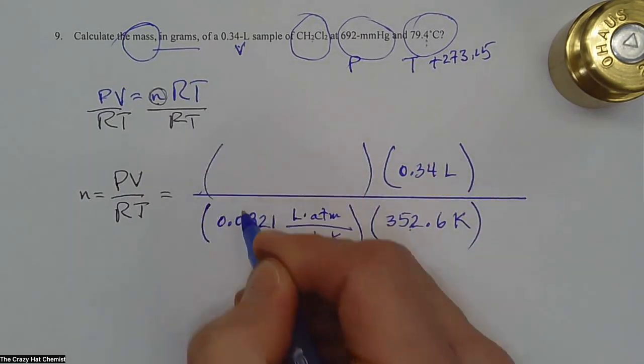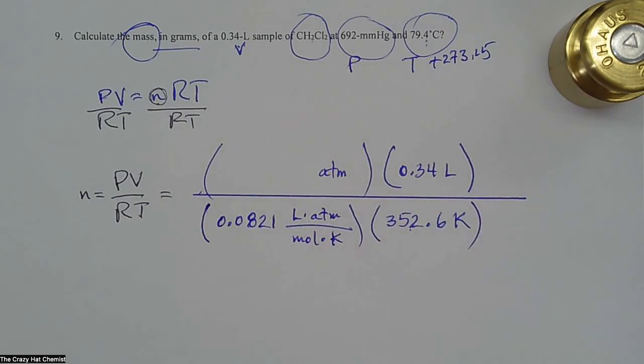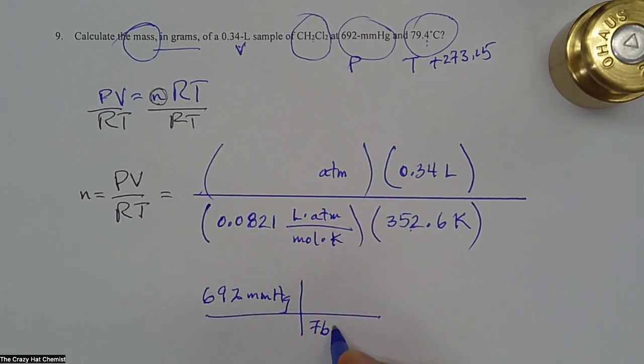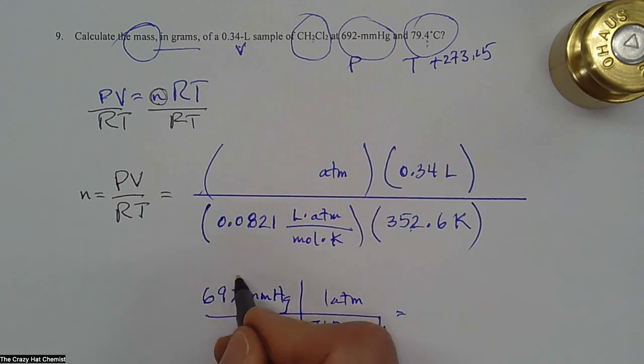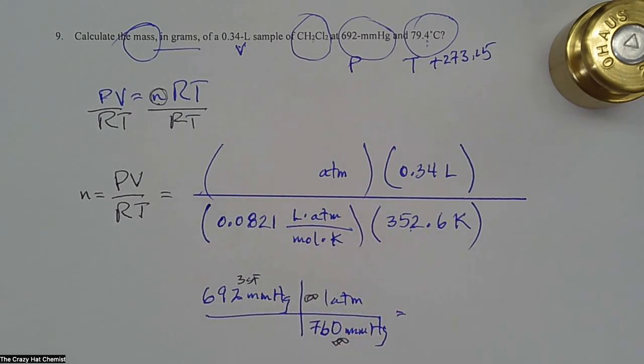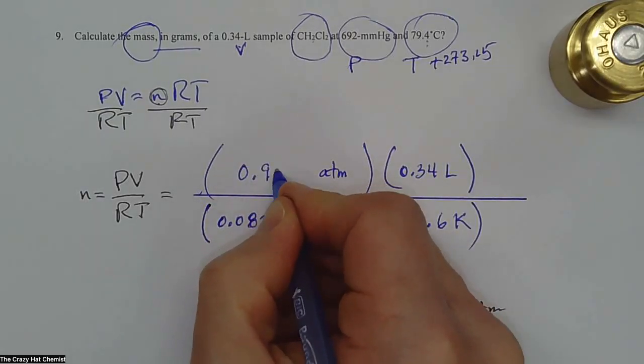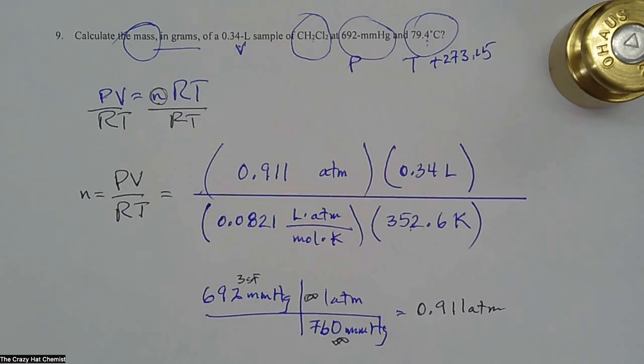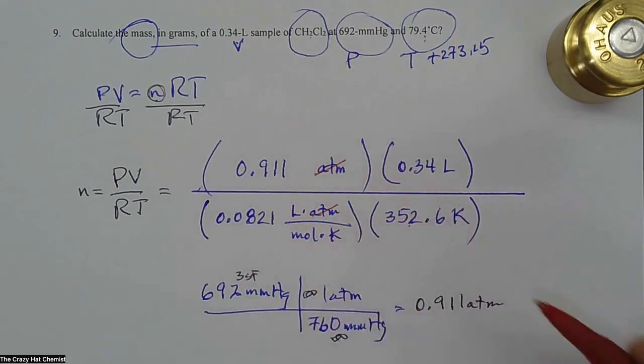And then I have a pressure, and it must be in the units of atmospheres, but it's in millimeters of mercury. So what we're going to do is convert this 692 millimeters of mercury into atmospheres. So that'll be 760 millimeters of mercury, 1 ATM. And this has 3 significant figures. This has infinite and infinite, so this will have 3 significant figures when I do that. And that atmosphere value will be 0.911 ATM. So that is going to go right here, 0.911 atmospheres.